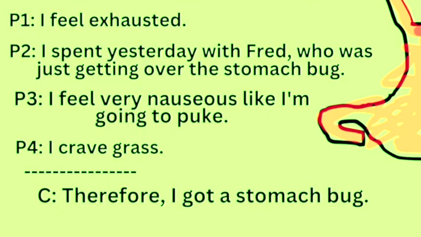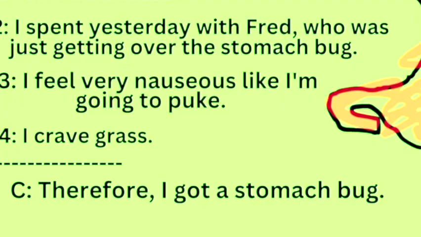Premise 1, I feel exhausted. Premise 2, I spent yesterday with Fred, who was just getting over the stomach bug. Premise 3, I feel nauseous, very nauseous, like I'm going to puke. Premise 4, I crave grass. Conclusion, therefore, I got a stomach bug.